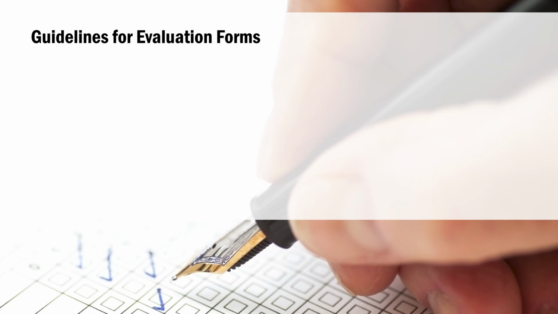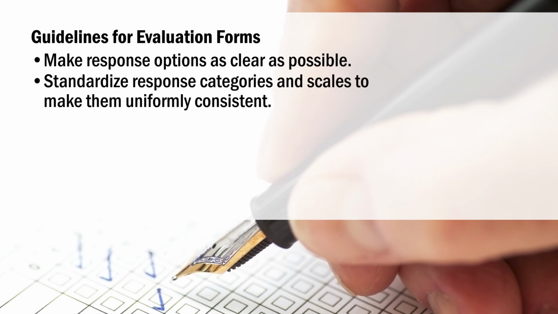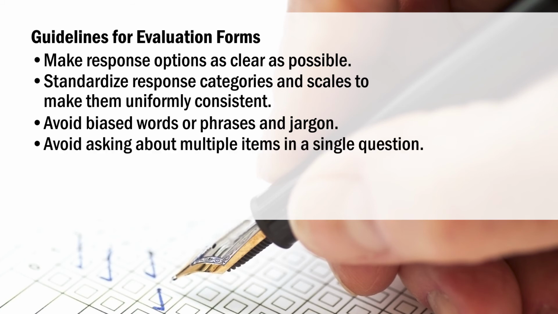Here are some guidelines. Make response options as clear as possible. Standardize response categories and scales to make them uniformly consistent. Avoid biased words or phrases and jargon. Avoid asking about multiple items in a single question. For example, rate the sound and visual quality of the webinar.